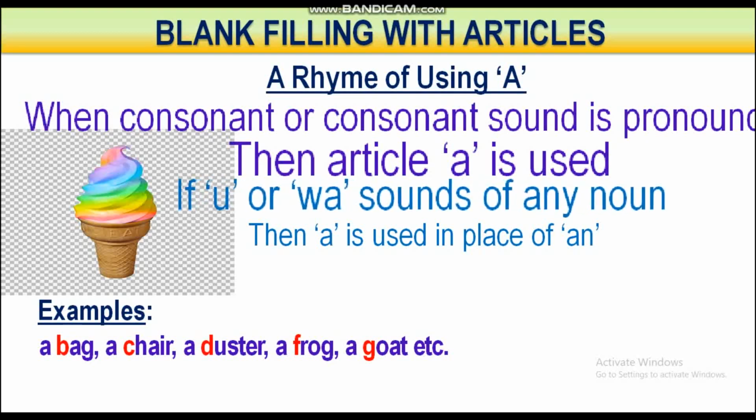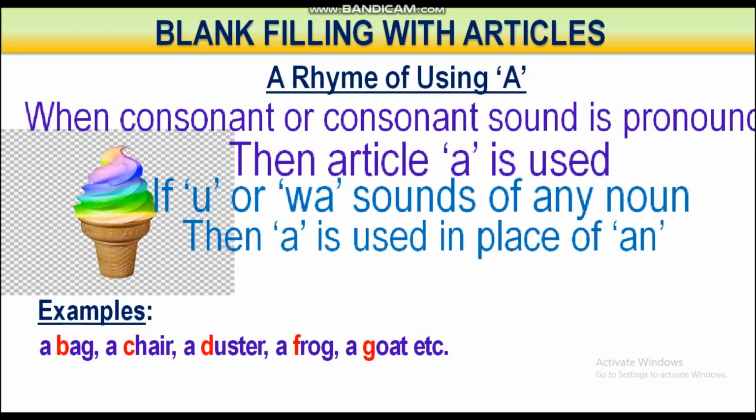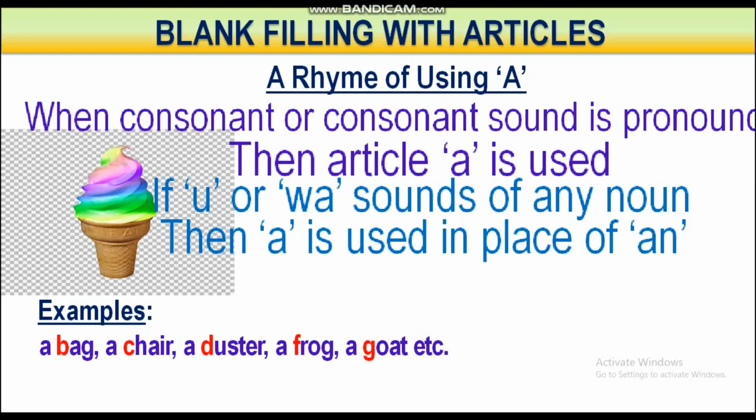Examples for the last two lines. If you or were sounds of any noun, then "a" is used in place of "an". I mean, if we get a vowel sound like you or were of any noun starting with even a vowel, then the article "a" is used also before that noun.